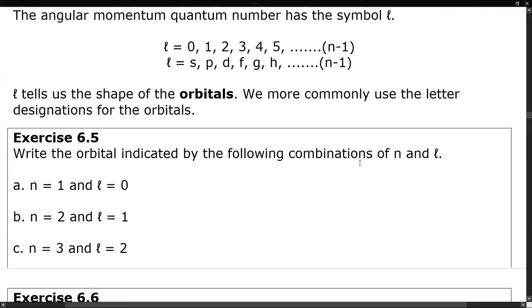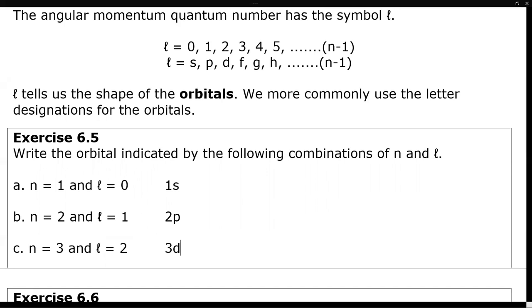For example, let's look at these. So if we got n is 1 and L is 0, so we're going to indicate the 1 for the value of n. Now L equals 0 is an s, so n is 1 and L is 0 represents a 1s orbital. If n is 2 and L is 1, so we're going to write the 2 for the n. L equals 1 is a p orbital, so we're talking about a 2p orbital. Now if n is 3, we're going to write the 3. L equals 2 is a d orbital, so I'm referring to a 3d orbital.